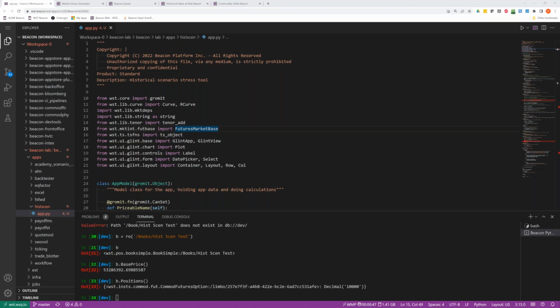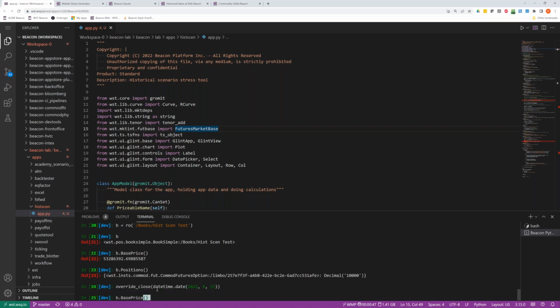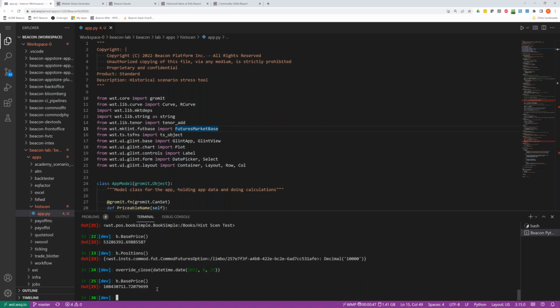I can also go and play around with history. So I can move to some historical date, say August 25th, and I can ask for the price of the book again, and it'll show me the price of the book in that state. So it gives me all these nice high-level ways to play around with the real production environment as a developer.